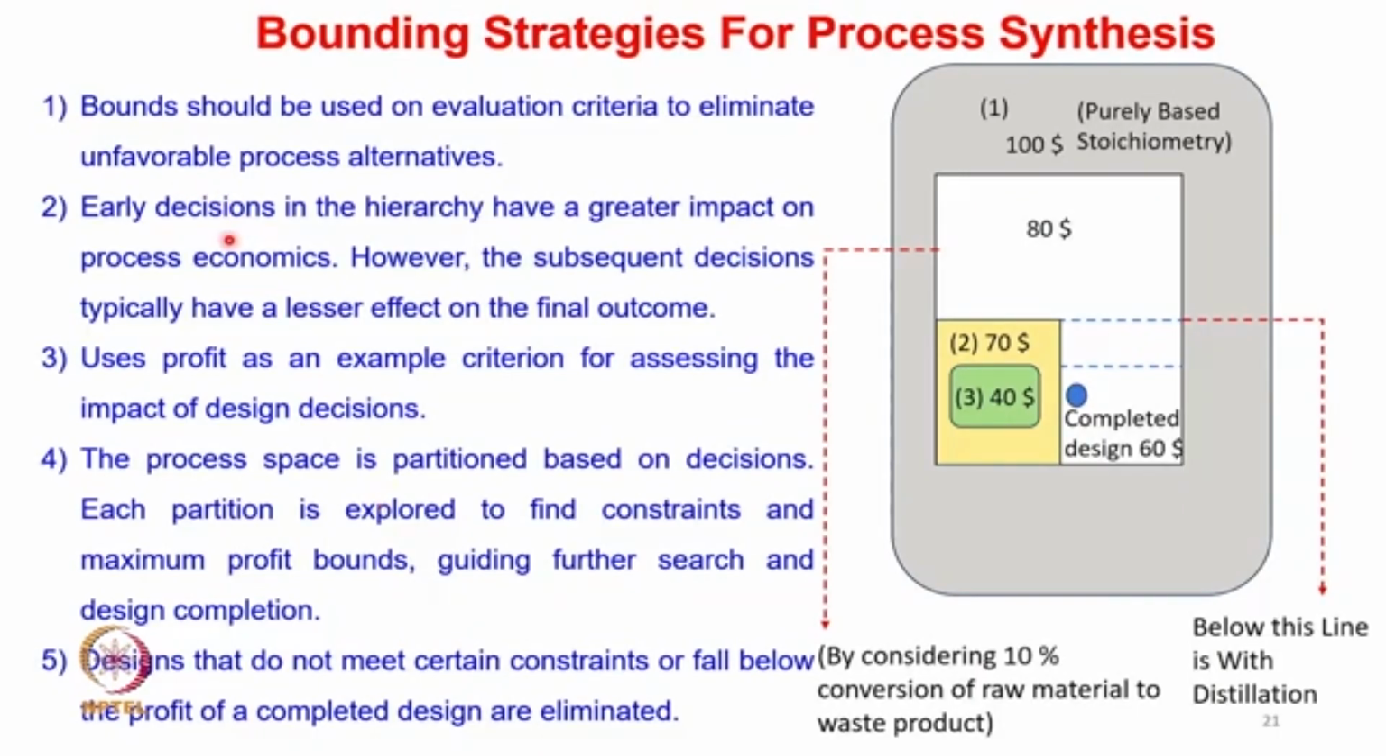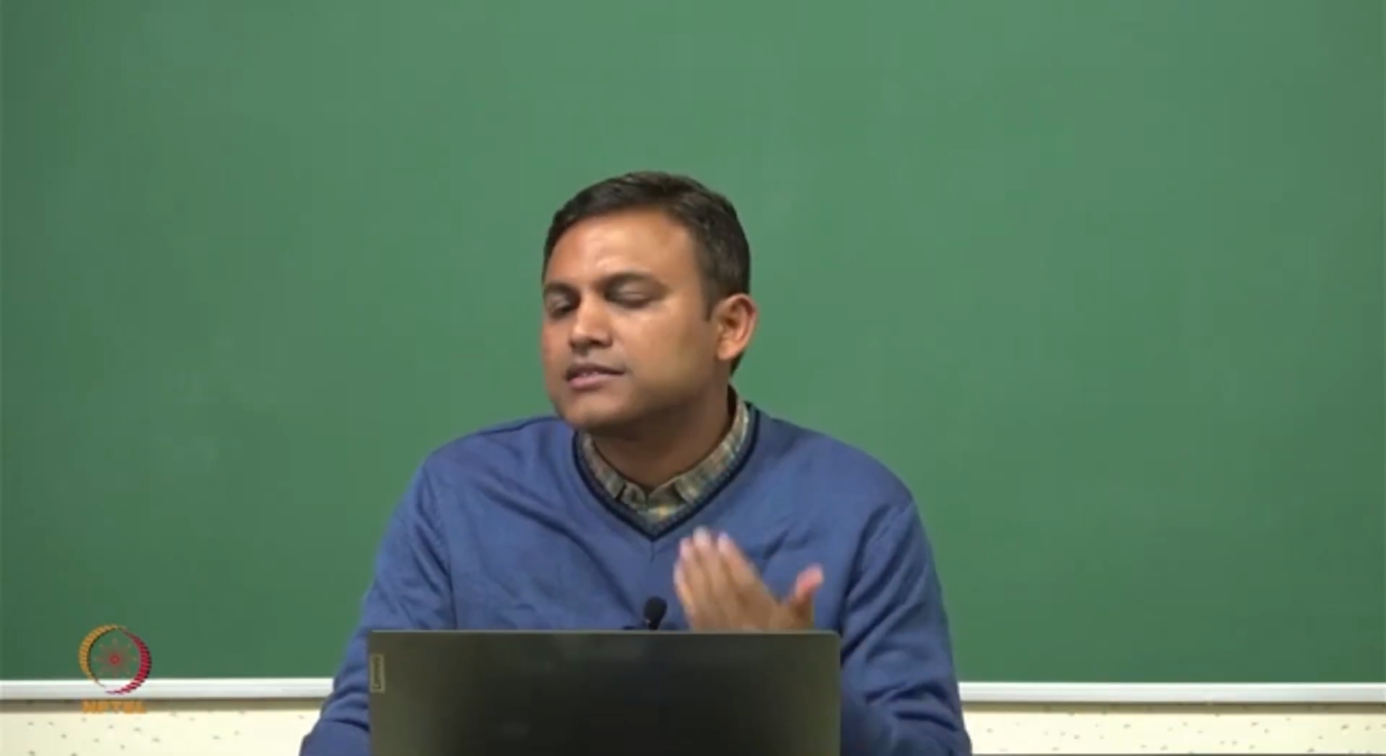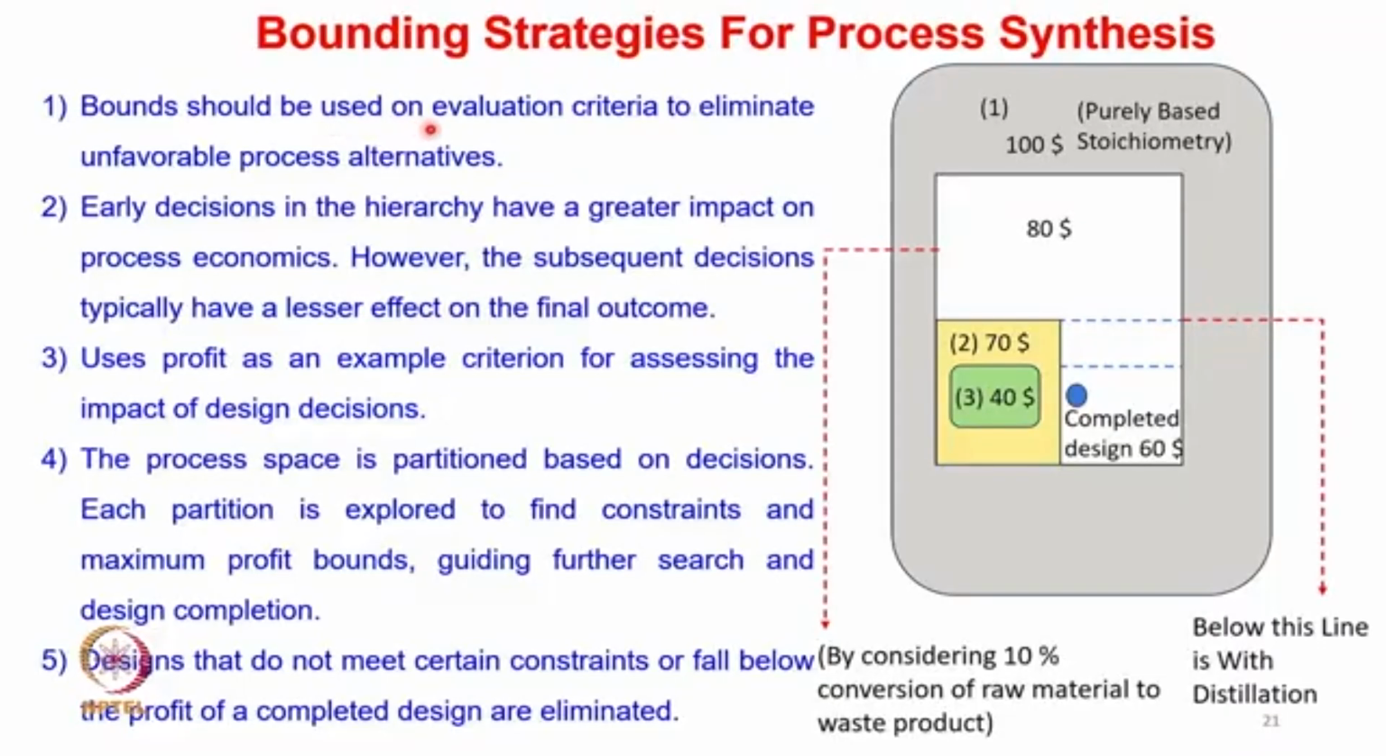Next is, when different flow sheets are generated, we use the bounding strategies to evaluate these different flow sheets. So the bounds should be used on evaluation criteria to eliminate unfavorable process alternatives. Early decisions in the hierarchy have a greater impact on the process economics. However, if you look at the subsequent decisions, typically have a lesser effect on the final outcome.